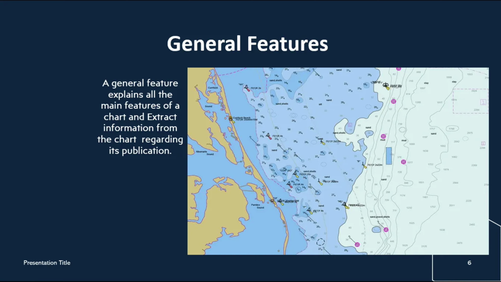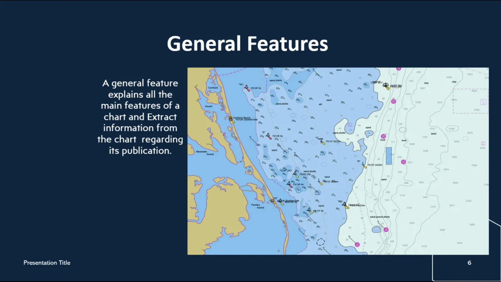Next up, general features. General features explain all the main features of a chart and extract information from the chart regarding its publication. As defined here, general features give information about the publication of the chart. Other than that, the general features give information about the symbology. US Chart Number 1 presents the type of used marine navigation: the symbols used on paper charts and their digital raster image equivalents.